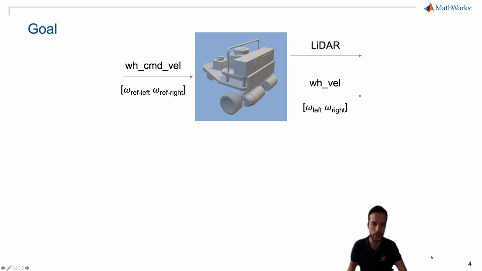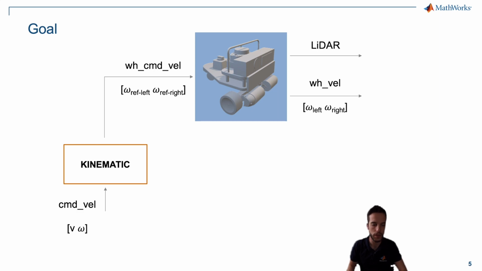Today we want to understand how to manage these two main input and output, the speed command and the measured speed. The first module that we will develop is the kinematic one. We want to transform the command speed, in the form of linear and angular speed, V and omega, into the corresponding omega ref left and omega ref right. So from linear and angular speed to the left and right angular speed of each wheel.